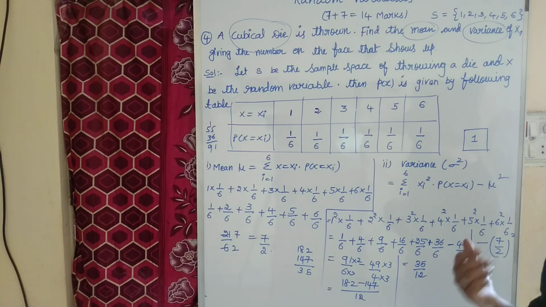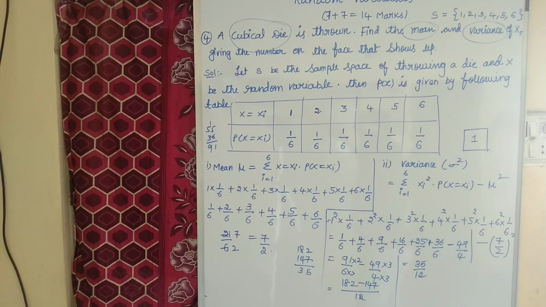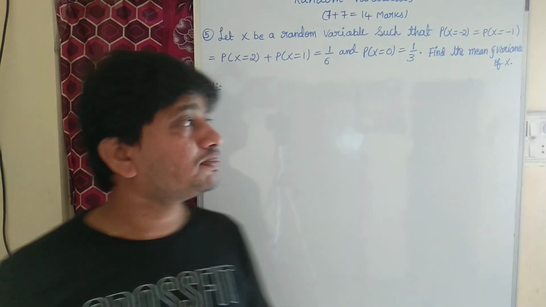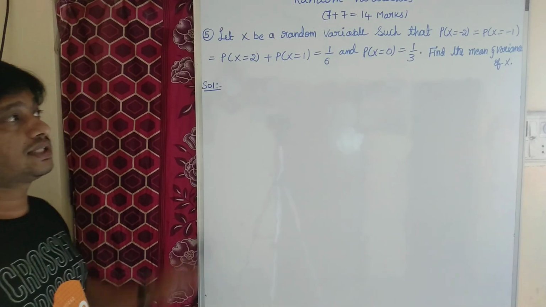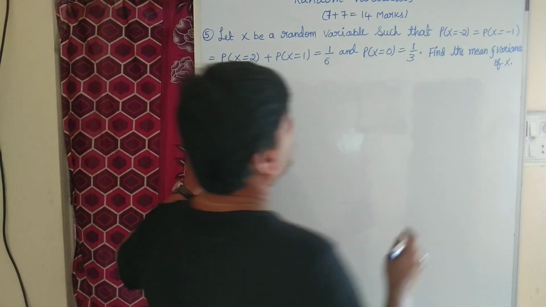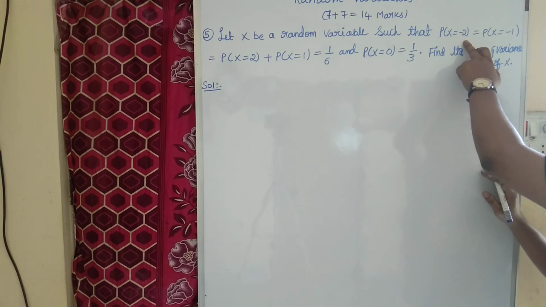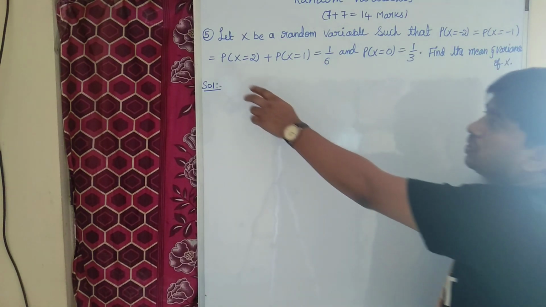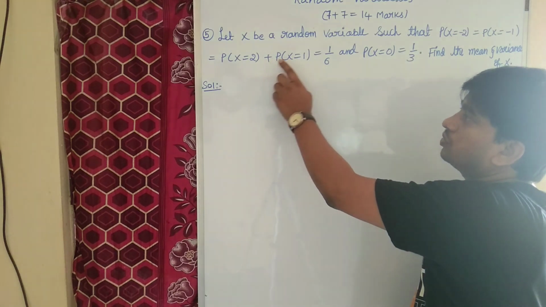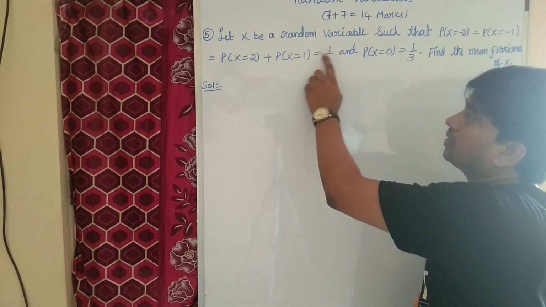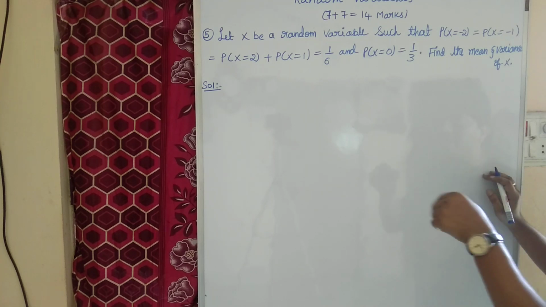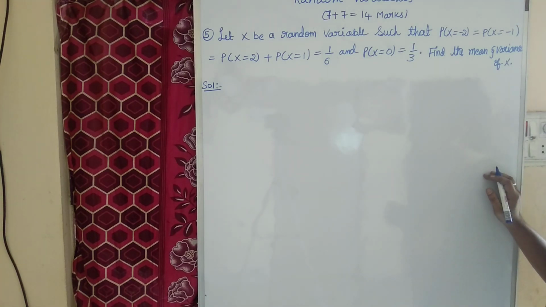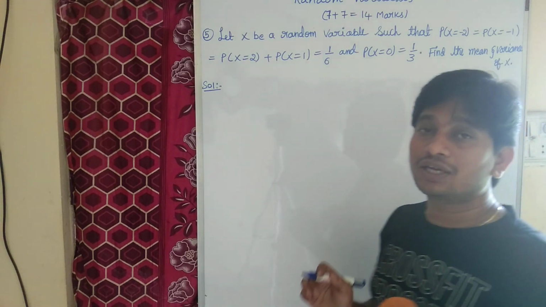Okay children, let us go with one more problem also. Now coming to problem number 5, let x be a random variable such that p of x equal to minus 2 equal to p of x equal to minus 1 equal to p of x equal to 2 equal to p of x equal to 1 equal to 1 by 6 and p of x equal to 0 is 1 by 3. Children, don't confuse, they are asking indirectly question.